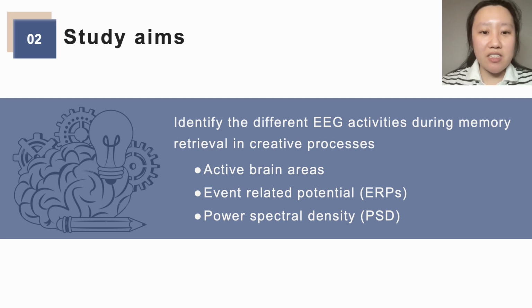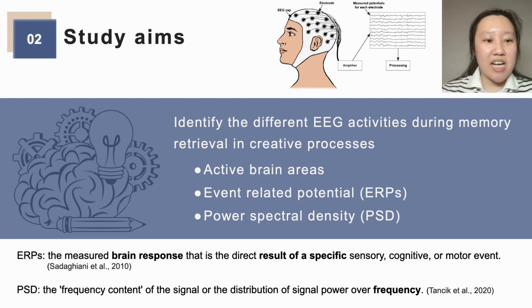As for the EEG activity, we will identify the following three activities, which are the active brain areas, event-related potential, or we call it ERPs, and the power spectral density. So just in case you do not know event-related potential and power spectral density, I try to include some more explanations for these two words.